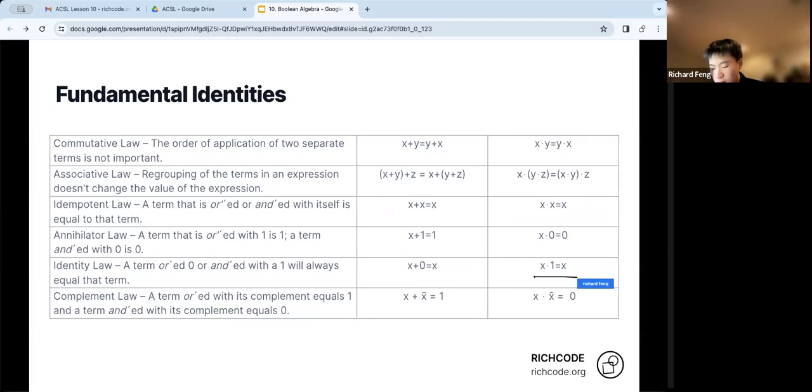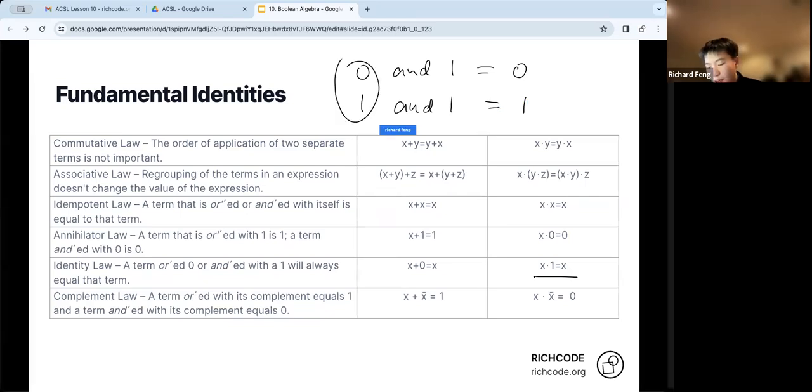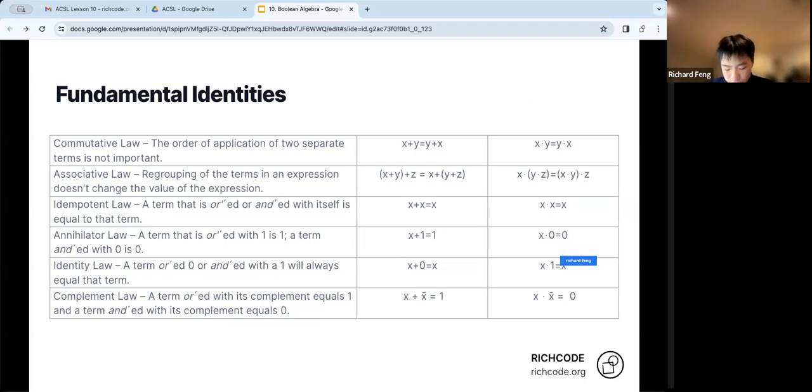So for x and 1 equals x, let's say x is 0. 0 and 1 is 0, because both of them have to be 1 in order for the result to be 1. And 1 and 1 is 1, since both of them are 1. So as you can see, the final value is also equal to the initial value of x when we are ANDing it with a 1.